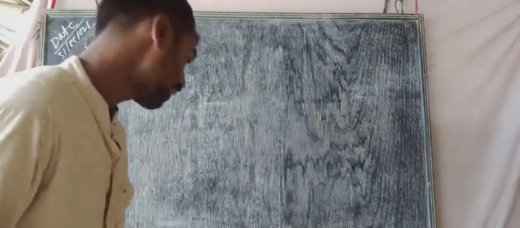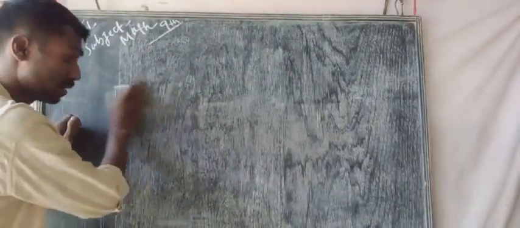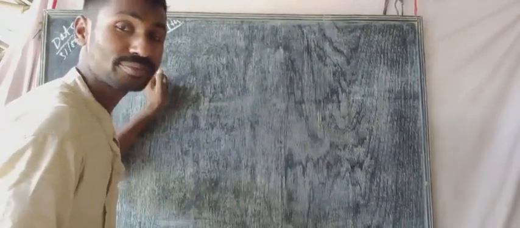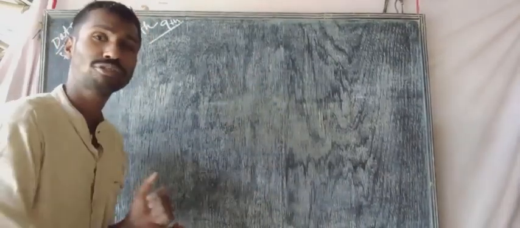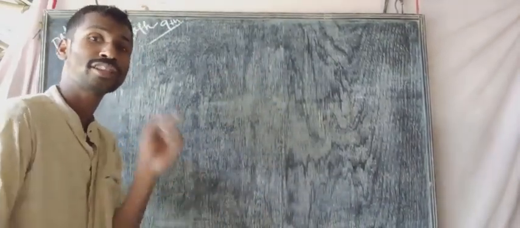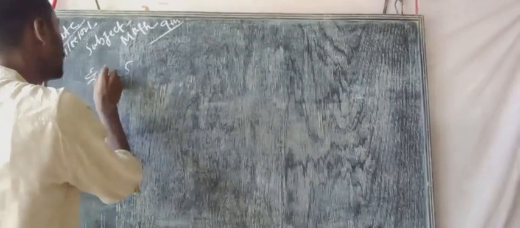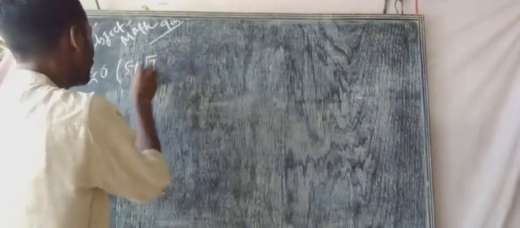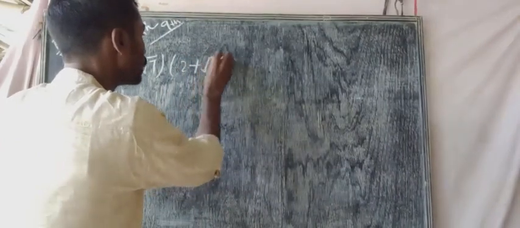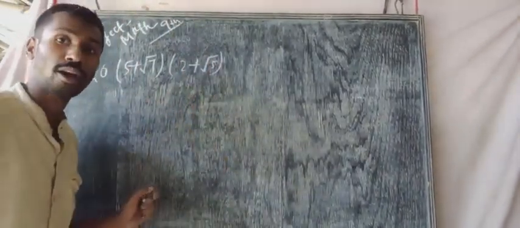So let's start. Last class we discussed some algebraic expressions and basic formulas like (a plus b) whole square, (a minus b) whole square, and a square minus b square. How can we apply these algebraic formulas to irrational numbers? For example number 1: (5 plus root 7) and (2 plus root 5). How can we solve this?